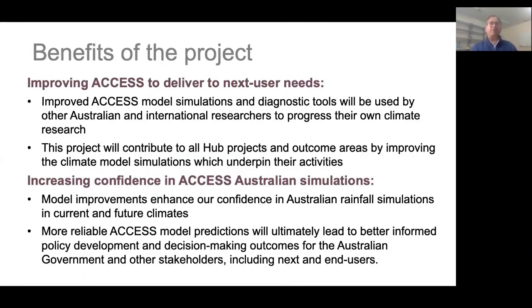The main benefits of the project are to help the next users in their research activity through delivery of an improved ACCESS model and model analysis tools. Examples of next users for the ACCESS model are operational agencies like the Bureau of Meteorology and the UK Met Office, as well as other ESCC Hub projects and the Australian climate researchers who use the ACCESS climate model in their research. An important benefit is to facilitate better policy development and decision-making outcomes by providing more reliable ACCESS predictions and projections.